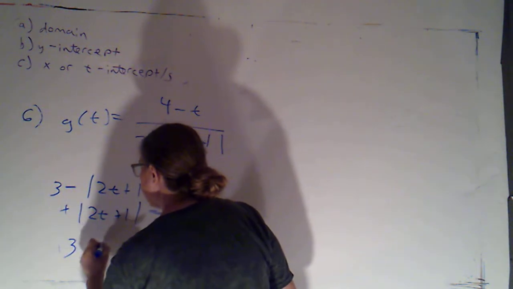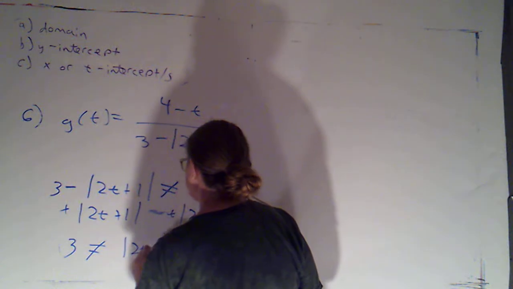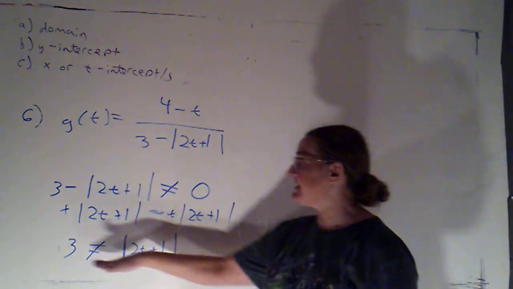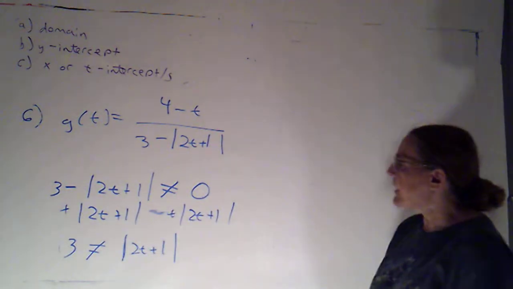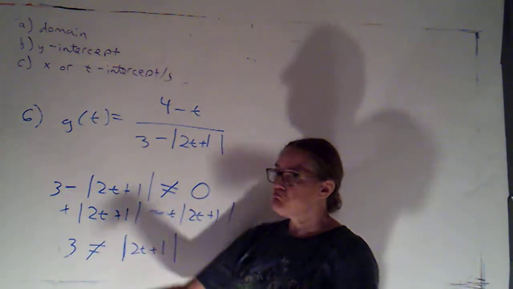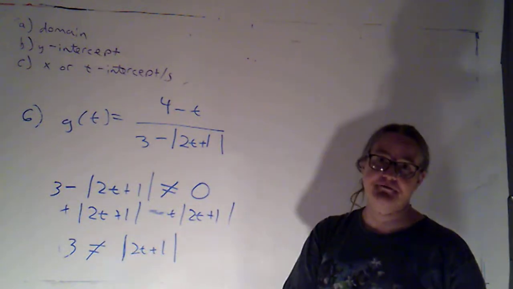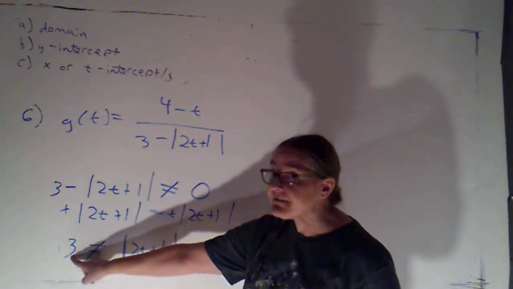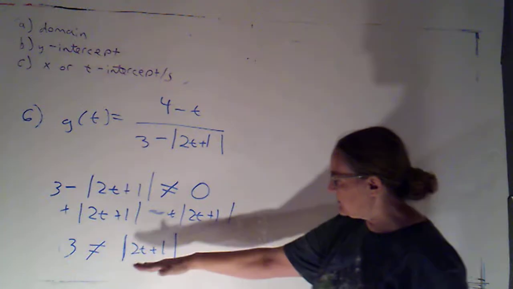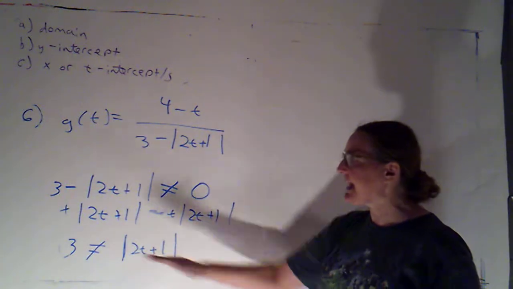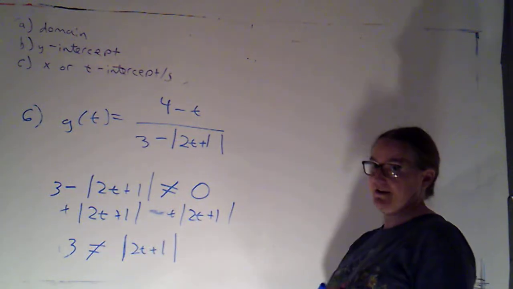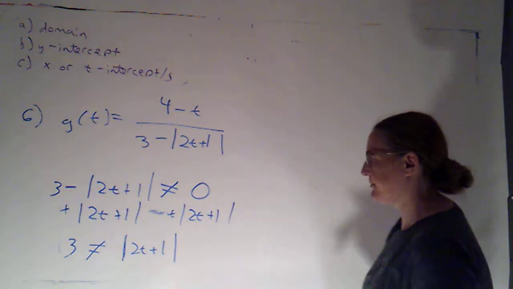So we'll have 3 cannot equal the absolute value of 2t plus 1. So basically t is going to be everything except what would make this equal 3. Now when I'm working with absolute values, if this were a negative number, we'd be done because nothing can make the absolute value negative. But if that's a positive number, there are two things that could make this true. Because if what's inside is equal to 3, the absolute value of 3 is 3. And if what's inside is equal to negative 3, that also has an absolute value of 3.